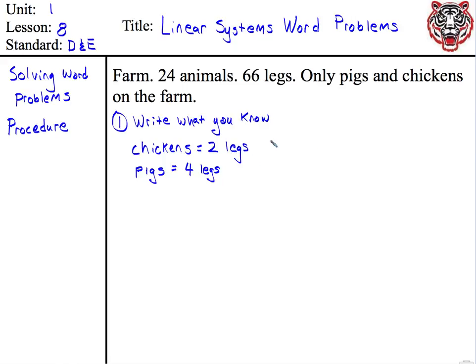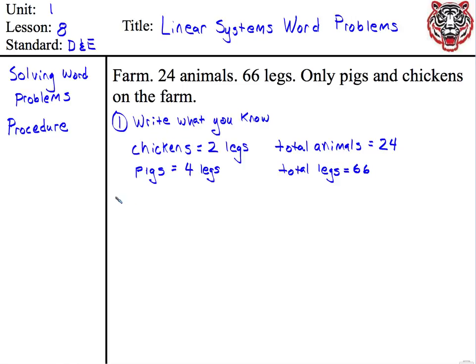Okay, so we also know 2 other things. Total animals. Let's spell animals right. How many total animals do we have? 24. And what's the last piece of information we should write here? 66 legs. Yeah, that's the total legs. All right, so that was step 1.